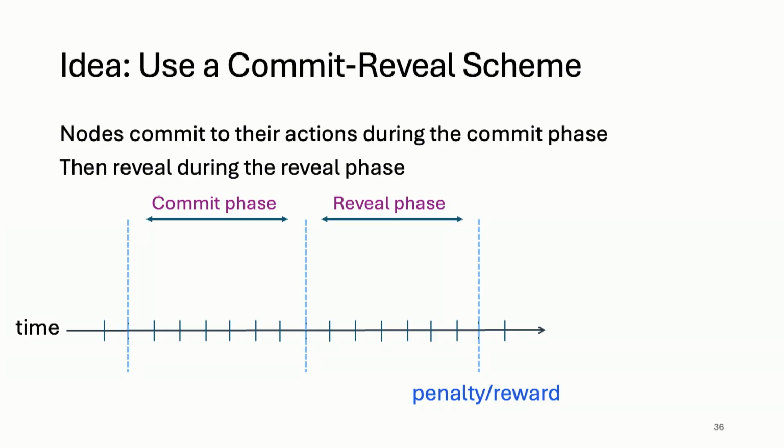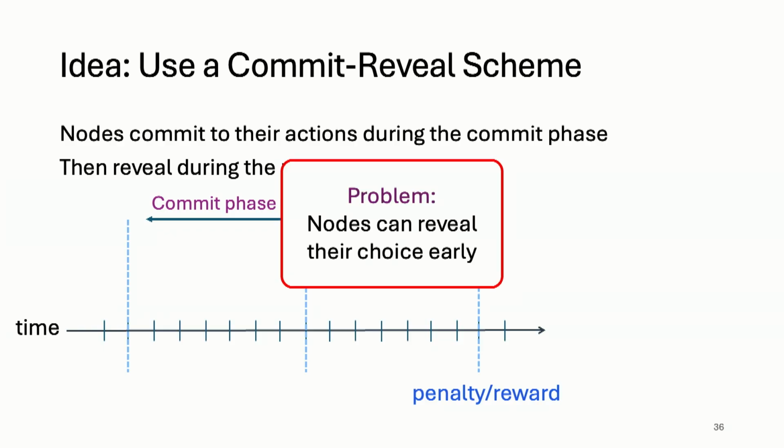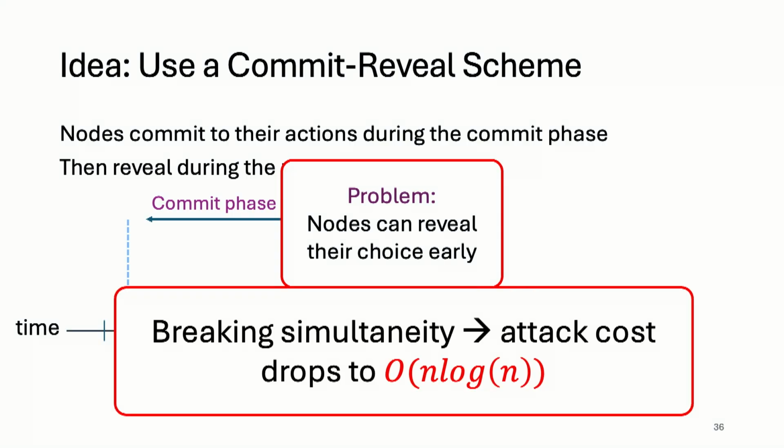We have our alerting period, and we divide it into two. So we have the commit phase, in which all nodes should commit to their choice to whether to alert or not. And then afterwards, we have the reveal phase where nodes should reveal their choices. The only problem with this type of scheme is that nodes can still reveal their choice early, and in fact, they can prove to the adversary that they chose a certain action. And if they do that, they actually break simultaneity, and this causes the attack cost to drop to n log n instead of n squared, which we don't want.